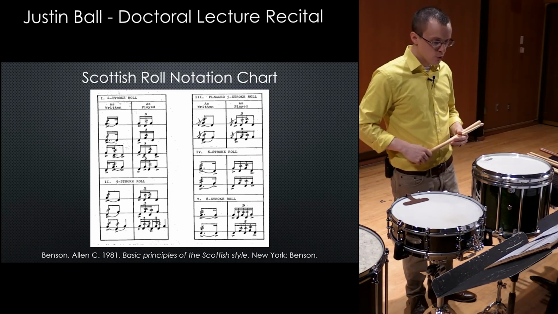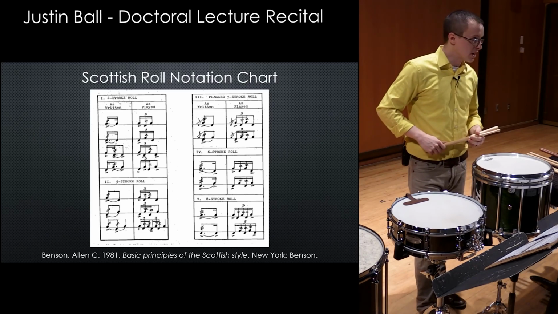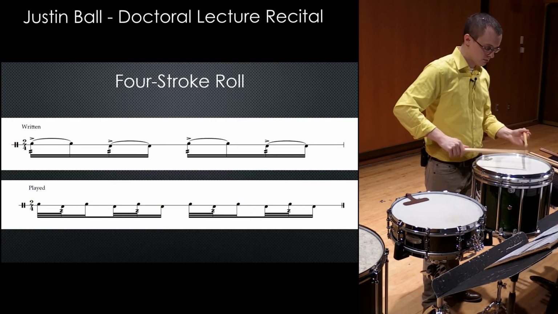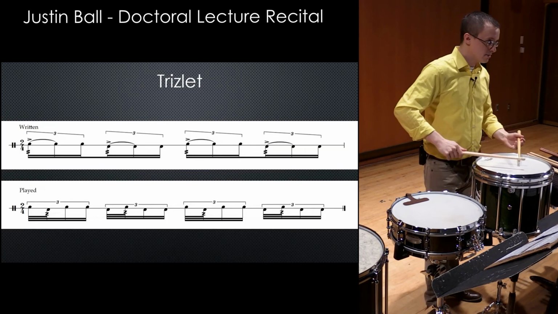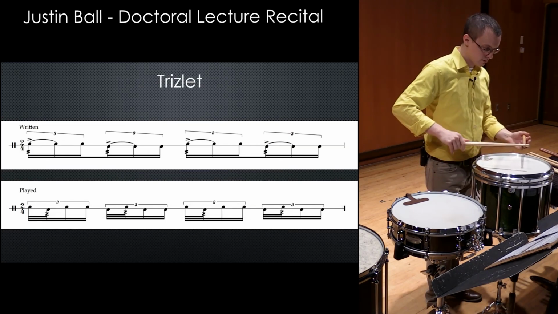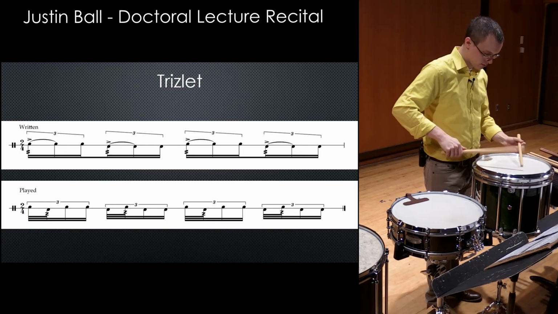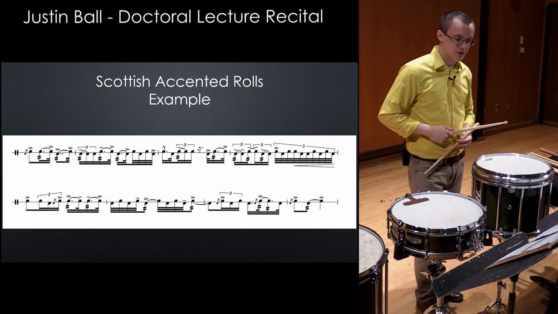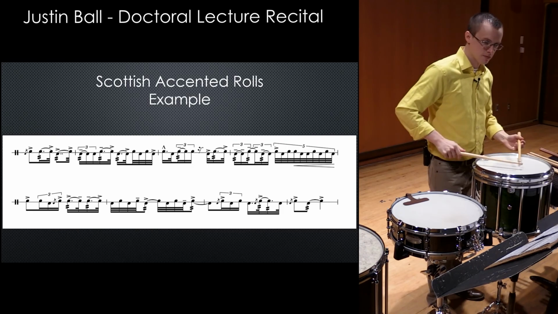Within the stroke roll category, there are also a few single buzz rudiments which are unique to the Scottish style, such as the 4-stroke roll, and the trislet. The following is a short self-composed passage featuring primarily Scottish accented roll combinations.